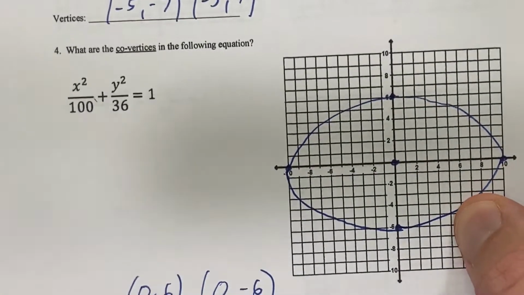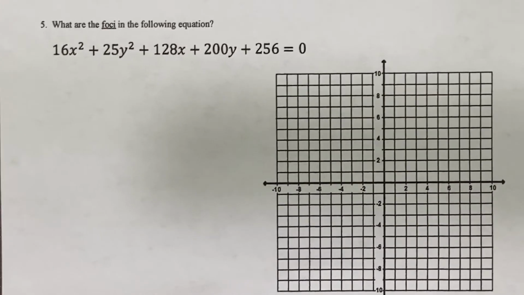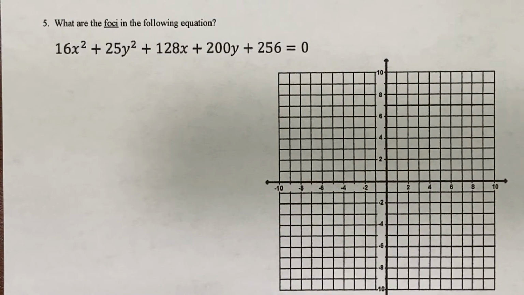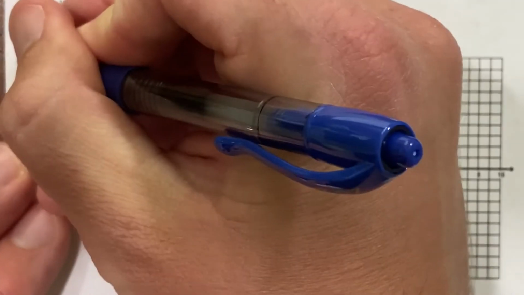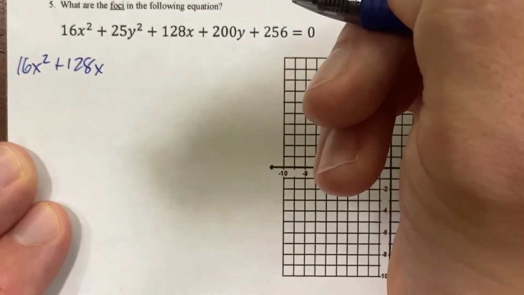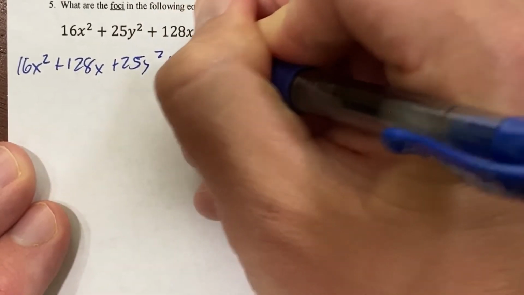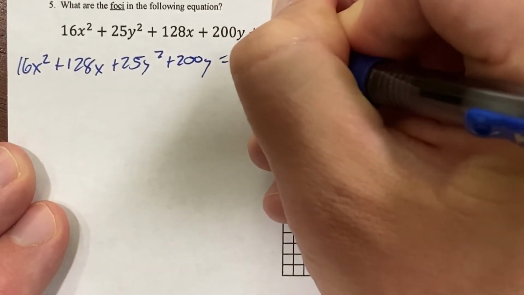Let's look at the back side. So it says, what are the foci in the following equation? So we have to graph this thing to kind of look at where our foci are. Let's write it in standard form so that we can graph it. This looks like a pain. All right, 16x squared plus 128x and plus 25y squared plus 200y equals negative 256.